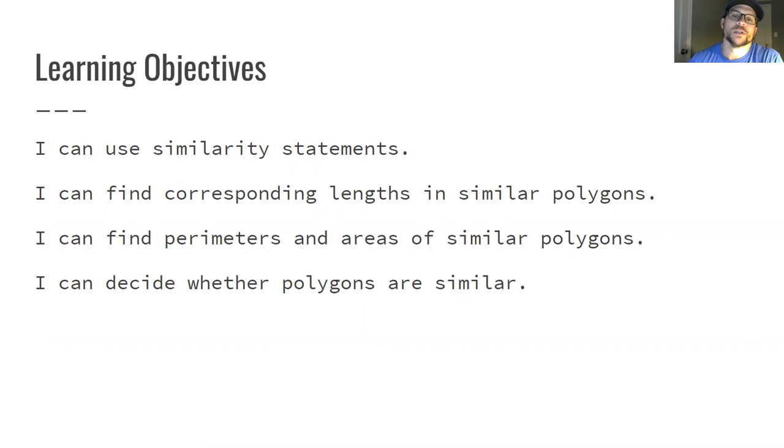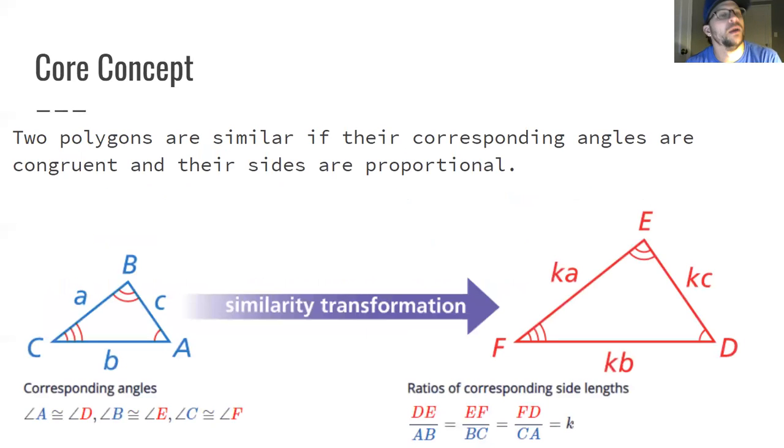You can find corresponding lengths in similar polygons, find perimeters and areas in similar polygons, and then determine whether two polygons are similar. So, major core concept. Two polygons are similar if their corresponding angles are congruent and their sides are proportional. So think of similarity as same shape, but different size.